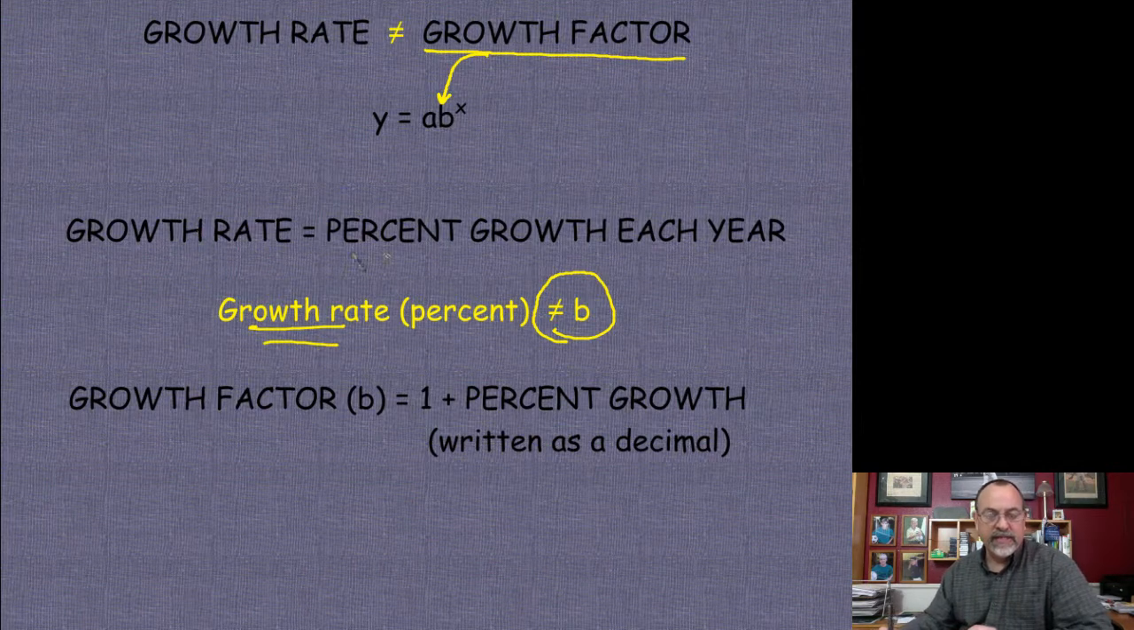The growth rate is the percent that something grows each year, or even decays. So we may look at the data and see that the population of whatever we're looking at is growing at 10% a year. We do not put 10% into the equation. That's not b. We have to add 1 to that growth percent in order to figure out what the value of b is. So this is very important.